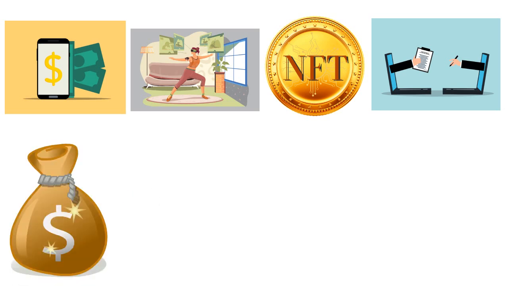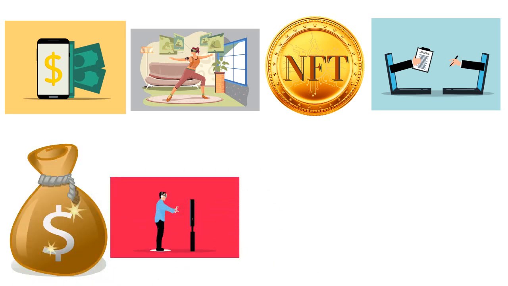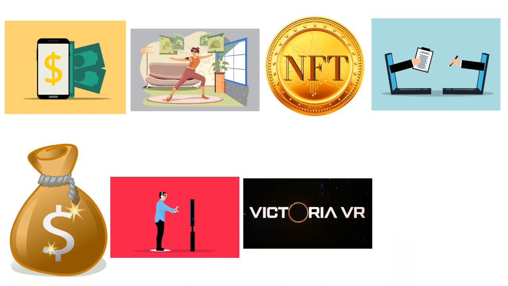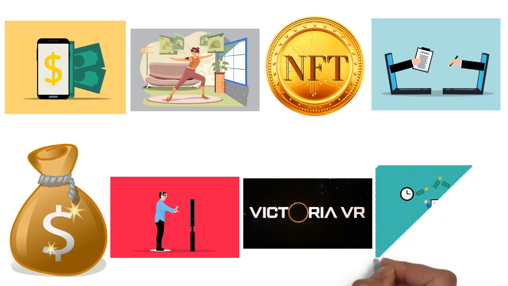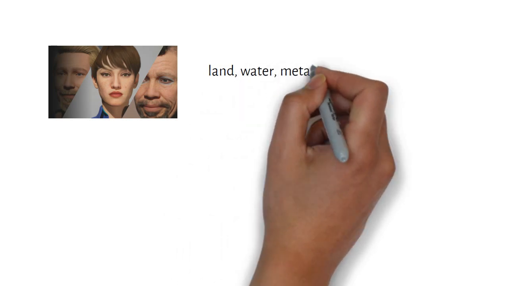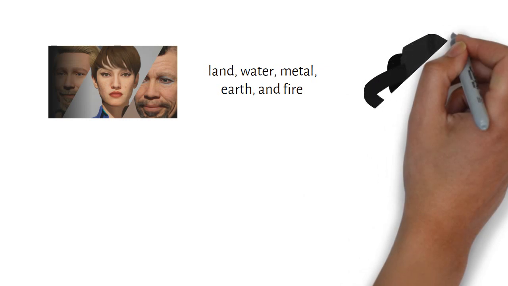Unlike any other VR play-to-earn game, Victoria VR lets its players earn assets and coins by just playing the game, meaning you don't actually have to buy or sell any assets. Rather, just exploring the game can give you rewards. The Victoria world is a great place you can discover and earn assets side by side. The world is divided into 5 parts, namely land, water, metal, earth, and fire, and you can experience them by using your VR glasses.